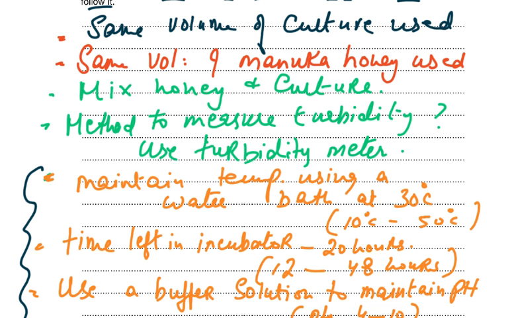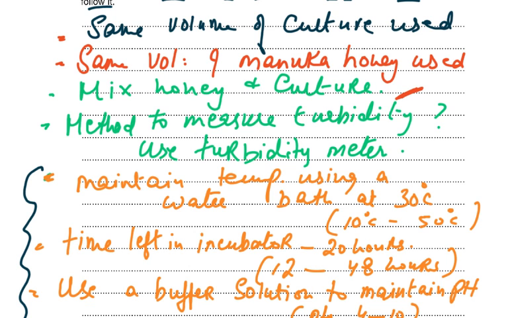Got this all written down for you now. Same volume of culture used, same volume of Manuka honey used, mix honey and culture. Now, this is something which you will not write. Why will you not write? Because you're not concentrating. As I said, you think of it, you're doing it in the lab. So, okay, you take 10 cm cube of the culture, you take 10 cm cube of the honey. So, I've always said when you're taking a liquid, always tell me the volume. So the same volume will be used and you mix the honey and the culture.